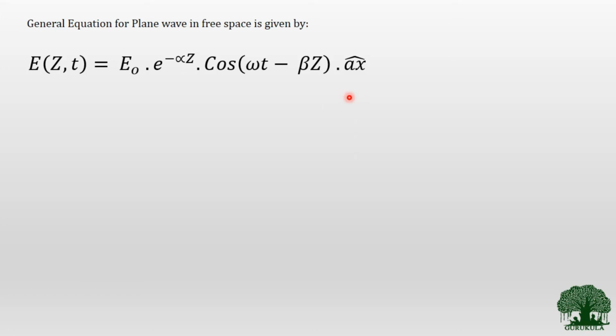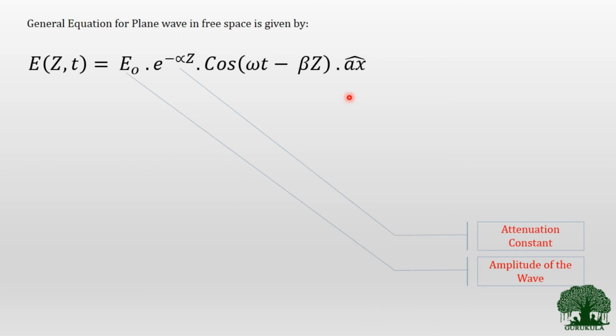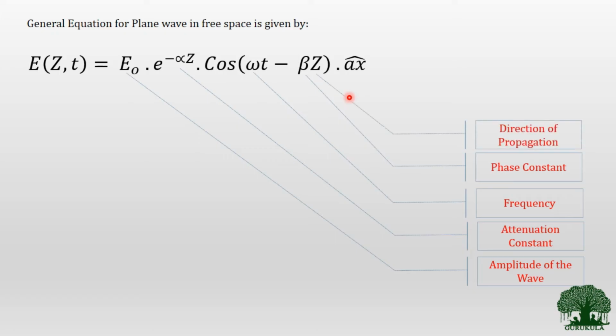Now let us look at this equation and the various terms present in it. E naught represents the amplitude of the wave, alpha represents the attenuation constant, omega represents the frequency, and beta represents the phase constant, whereas z represents the direction of propagation and ax represents the direction of E field variation. With these parameters in mind, we know this is a very basic equation for representing the ground wave.